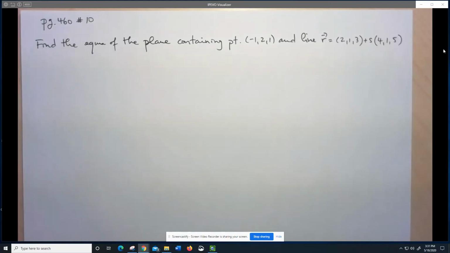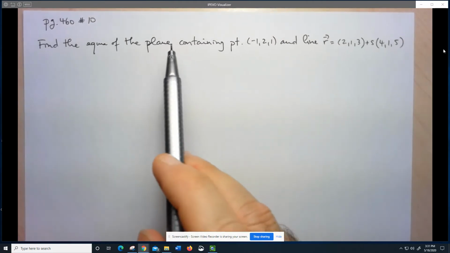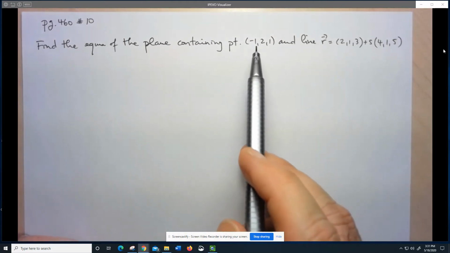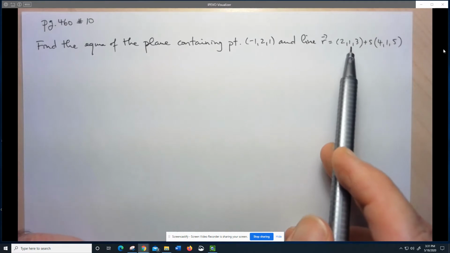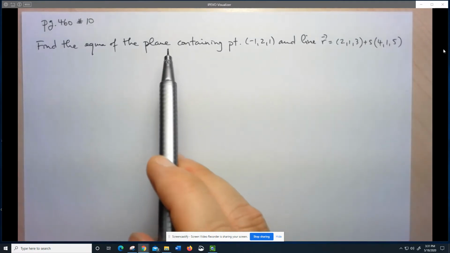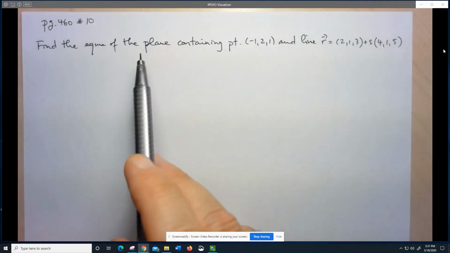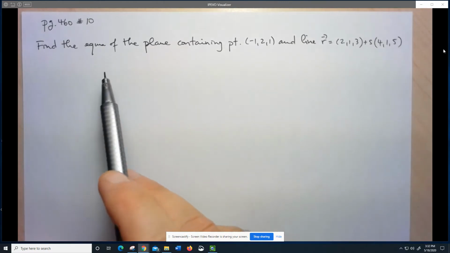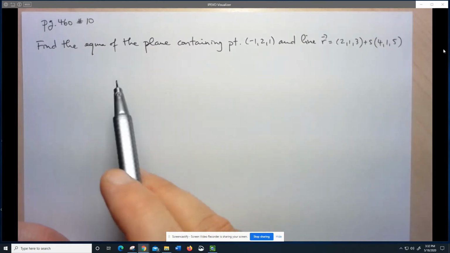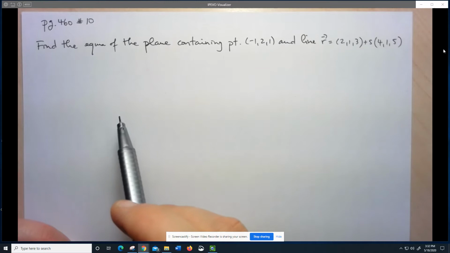Hi folks, so I'm going to take a look at the solution to number 10 on page 460. Here they're asking us to determine the equation of the plane that contains this point and the given line. Now, they don't specify which version of the equation they want. This is in the vector equation section, but I'll just find the Cartesian equation too while I'm at it.